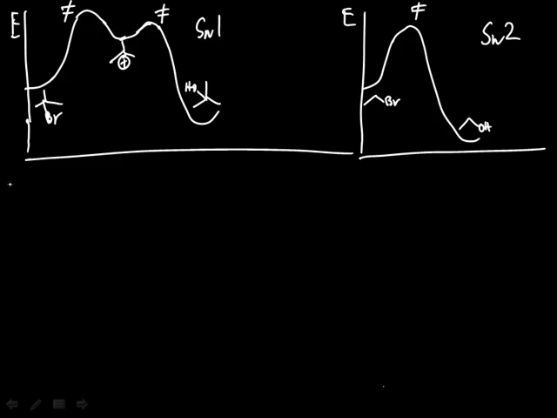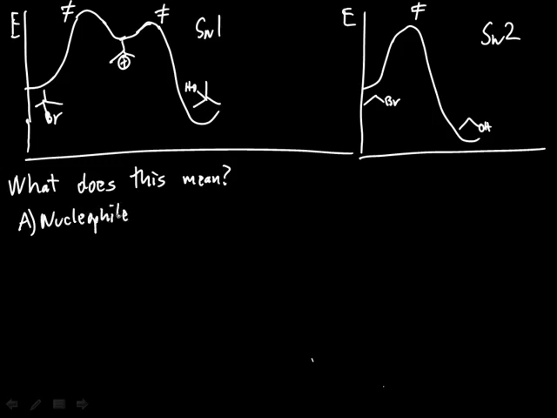Now, if you think about experimental observation, we have to ask ourselves a question: what does this all mean? What can we observe? The first thing that we can observe is that the nucleophile doesn't matter in SN1 reaction. Even a weak nucleophile will work.